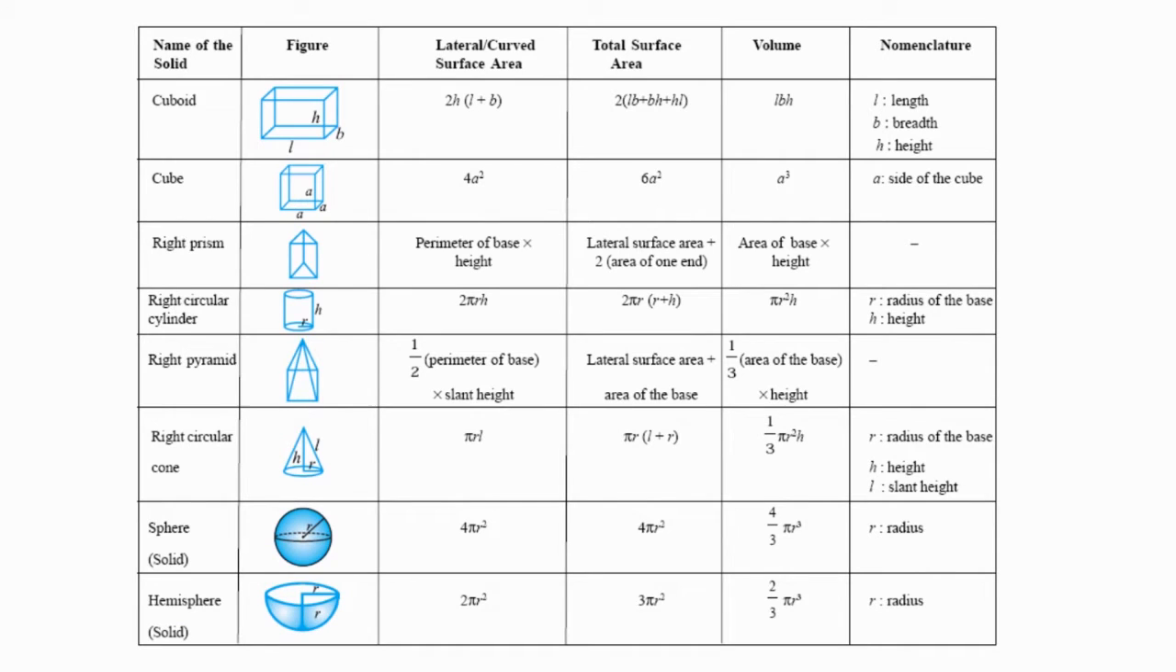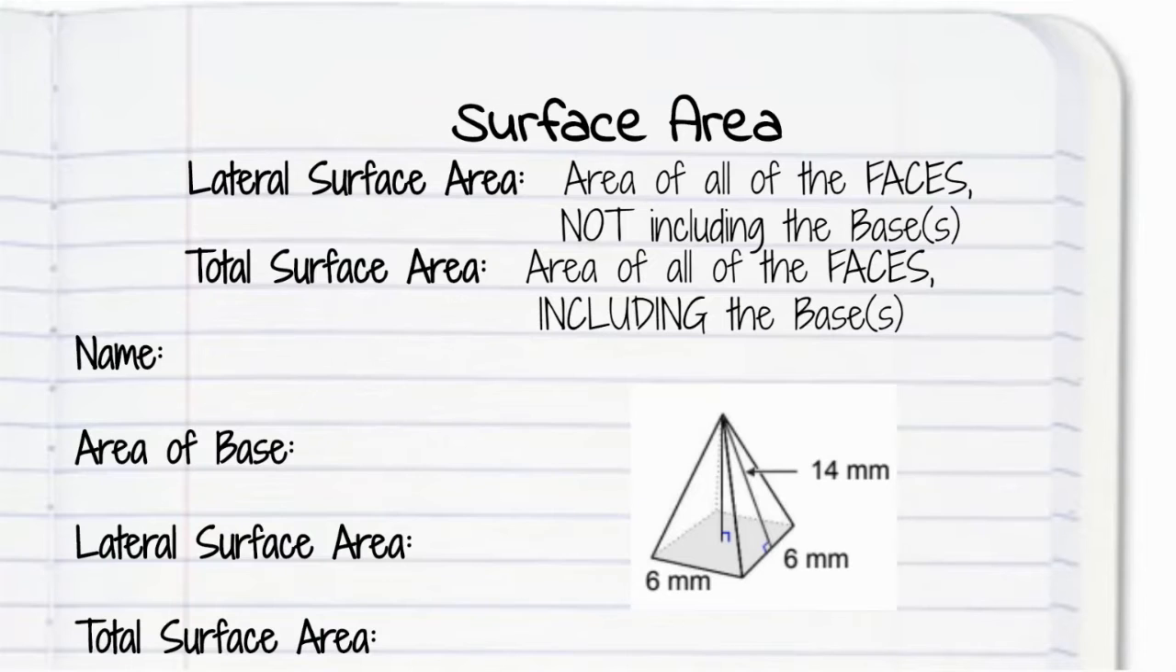In this video, we're going to go over how to find the surface area of prisms and pyramids. Remember, a prism is a 3D figure that has two bases separated by rectangular faces, and a pyramid has one base and triangular faces. So lateral surface area means the area of everything but the base or bases, and total surface area means the area of all the faces and the base or bases.